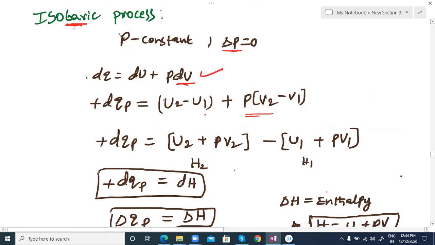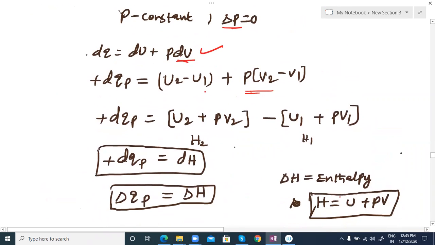I hope you already know that H equals U plus PV. This is called enthalpy. Delta H means enthalpy change. Now you can write this as H2 minus H1, equals dQ at constant pressure. This is at constant pressure, the isobaric process. So delta Q at constant pressure we call delta H. This is the enthalpy change. Whatever heat energy I am supplying at constant pressure equals the enthalpy change.